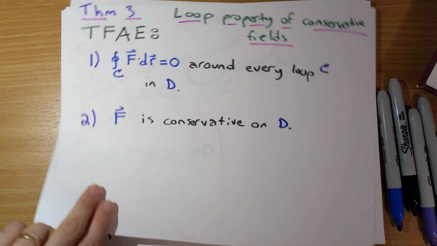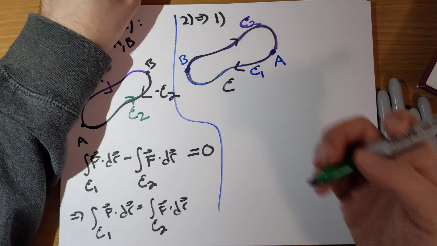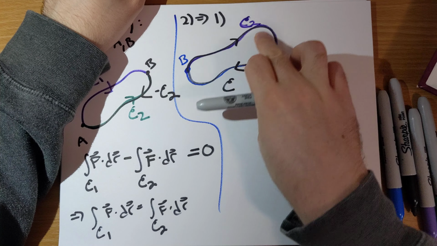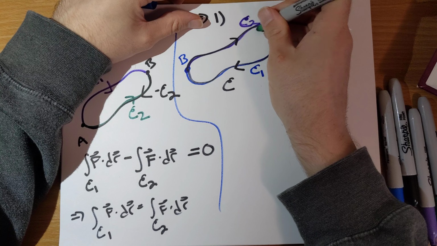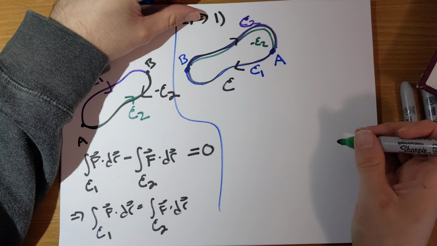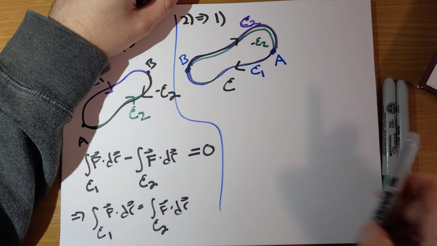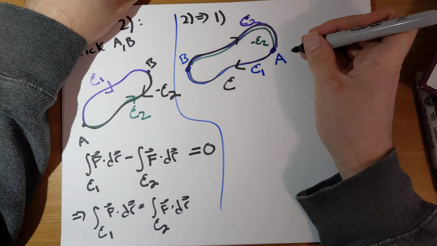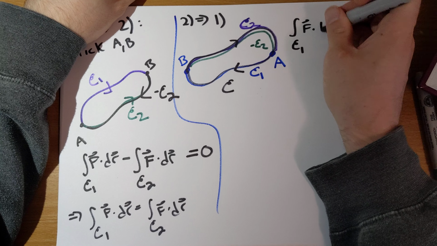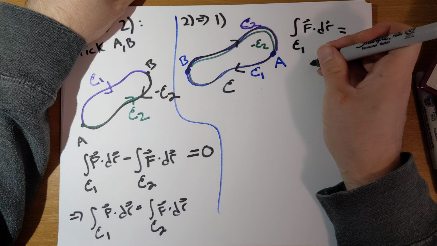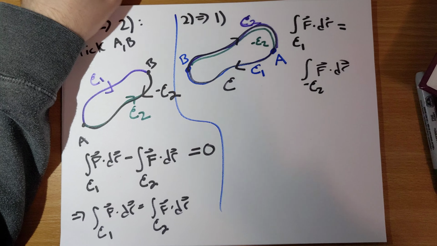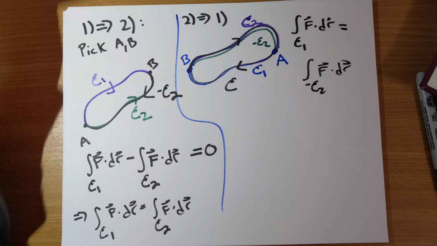Because we're assuming f is conservative, that means it's path independent. We've got one path going from A to B along C1. C2 is going from B to A, but we can do negative C2 from A to B. And so because f is conservative, we have the integral along C1 of f dot dr must equal the integral along negative C2 of f dot dr.